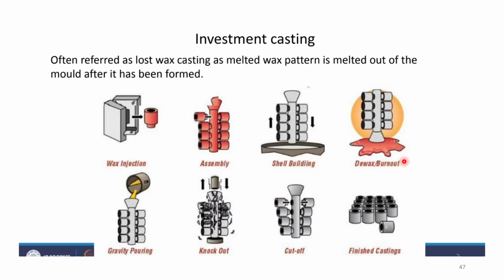After this there is a cavity ready. This cavity is filled with molten metal, by gravity pouring. Then after that you remove this ceramic outside layer that you formed. Then you cut off the metal parts that you have formed, and you finish this casting. So knockout, cut off, finished casting, these are the various steps.